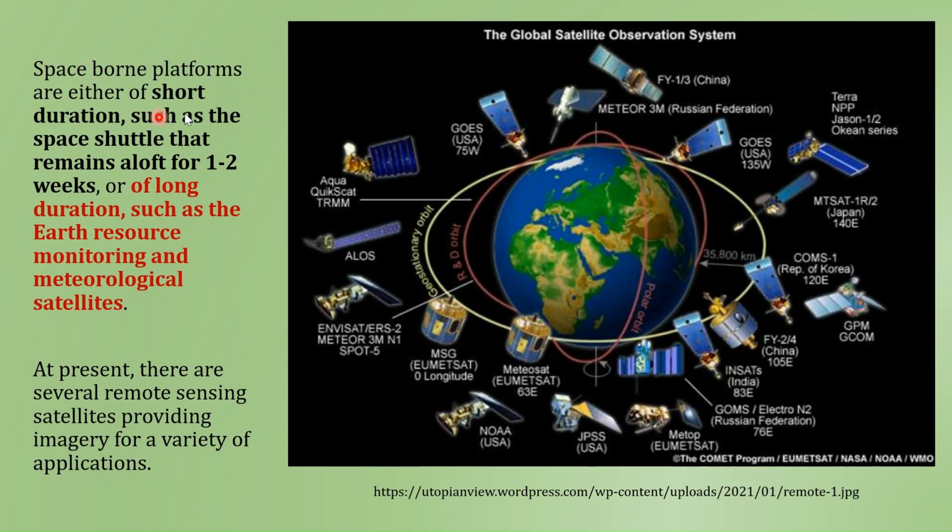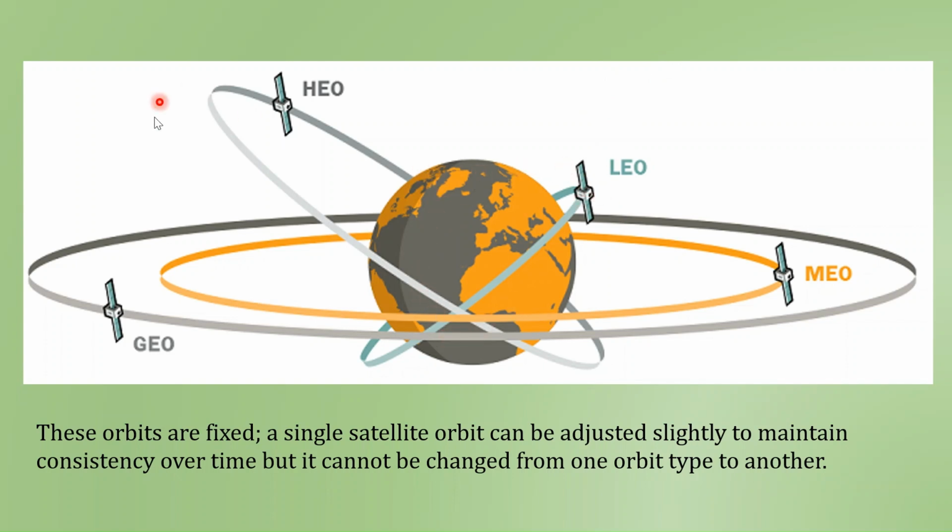Spaceborne platforms are either of shorter duration, such as the space shuttle, which remains in space for 1 or 2 weeks, or of longer duration, such as the Earth resource monitoring and the meteorological satellites, which revolve around the Earth in a particular orbit. So at present, there are several remote sensing satellites which are providing us imagery for a variety of applications. Depending upon the type of sensors placed on this platform and what type of data is needed from those sensors, these satellites are launched in different orbits.